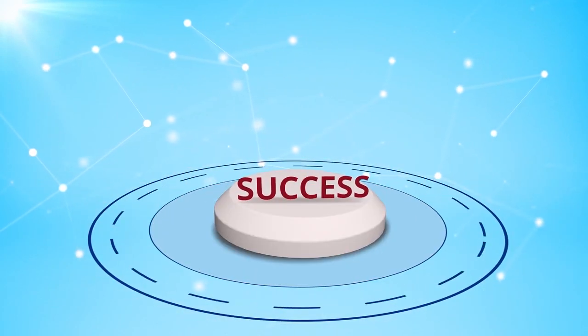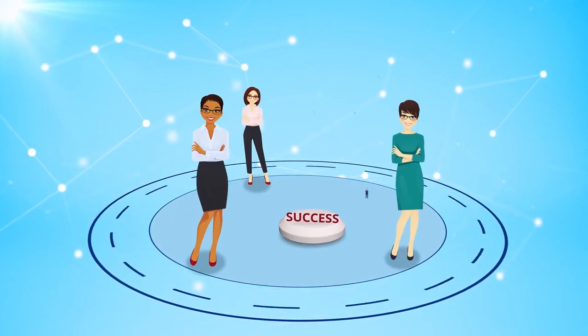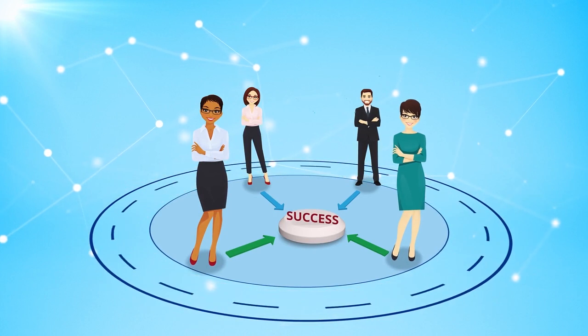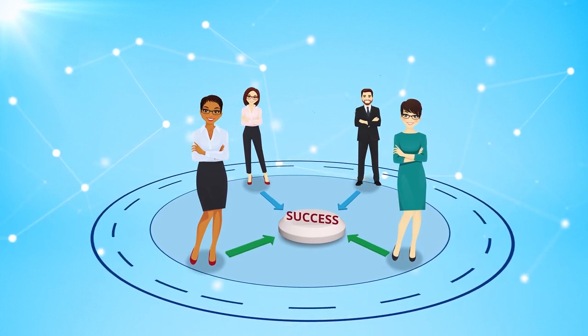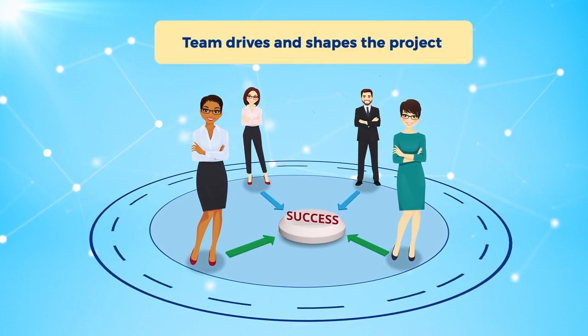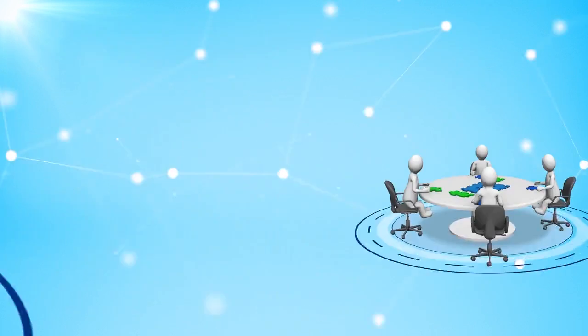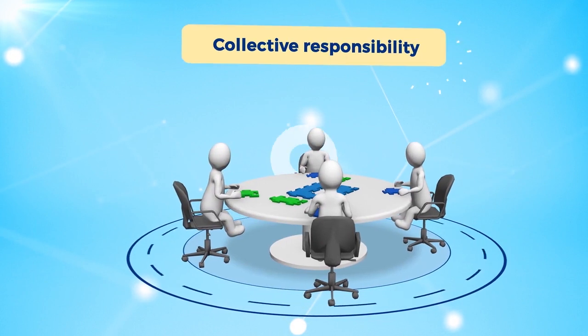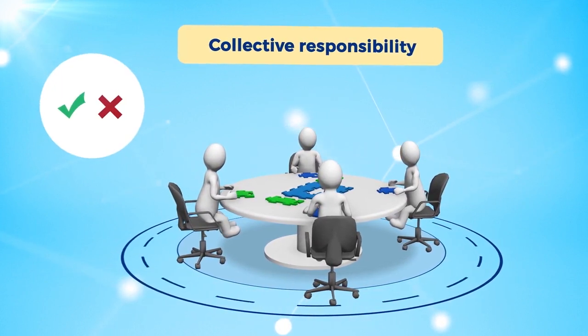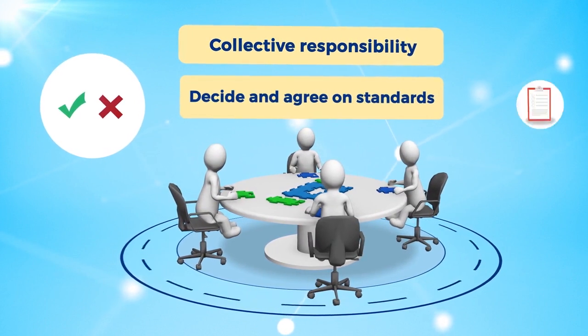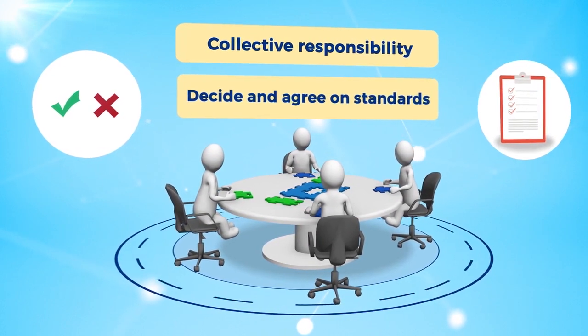Although the success of any project depends on an effective team, the role of teams is especially critical in an Agile project. The reason is that in an Agile environment, the team drives and shapes the project as the work proceeds. All team members take collective responsibility for a project and the associated decision-making. They also decide and agree on the standards that all members must meet.